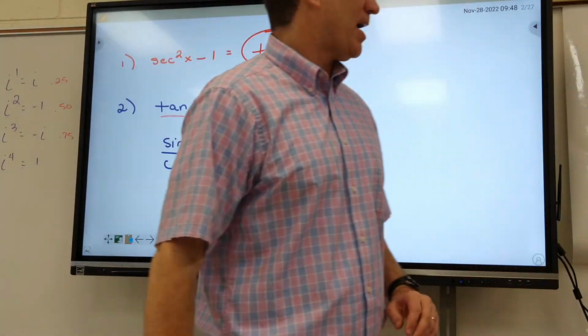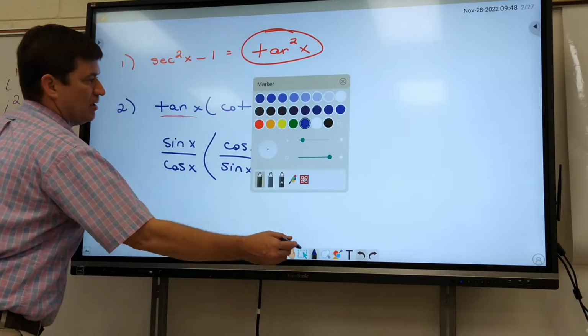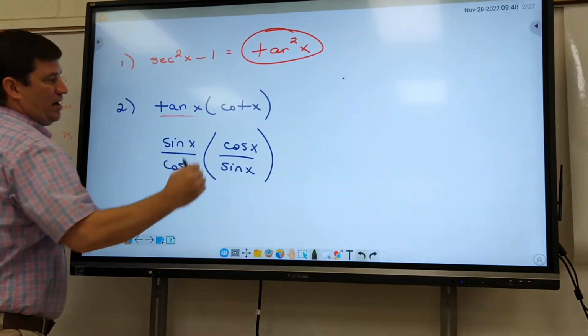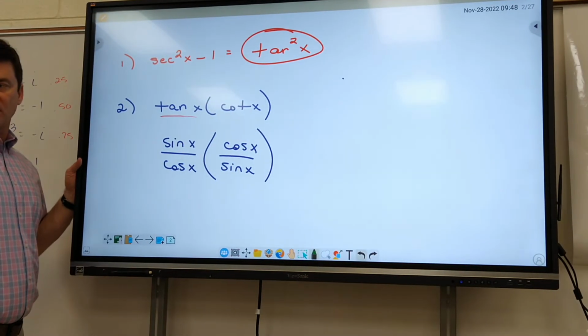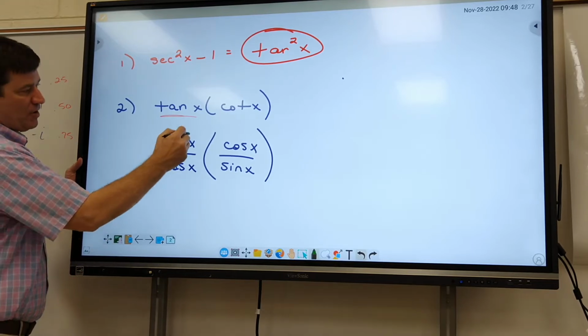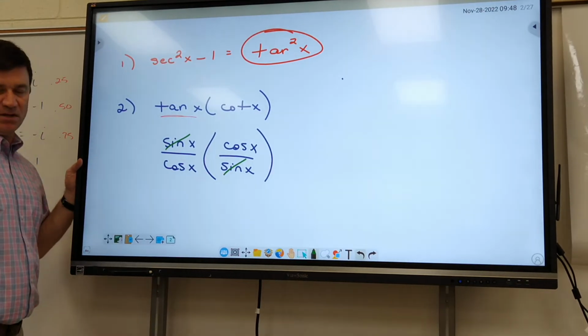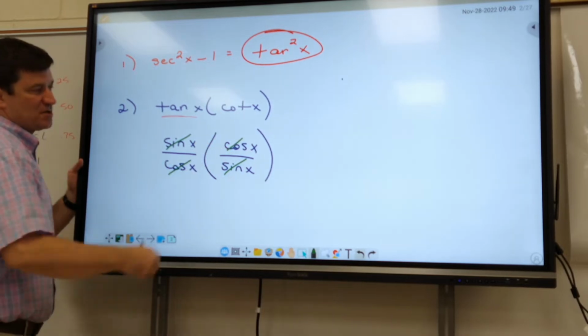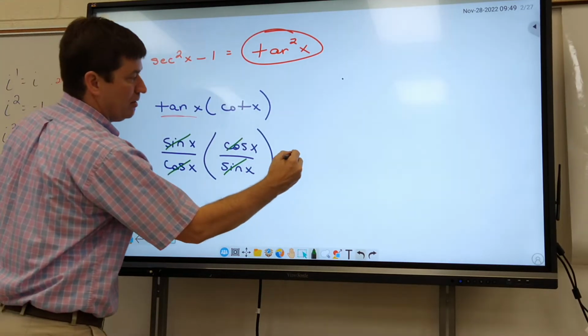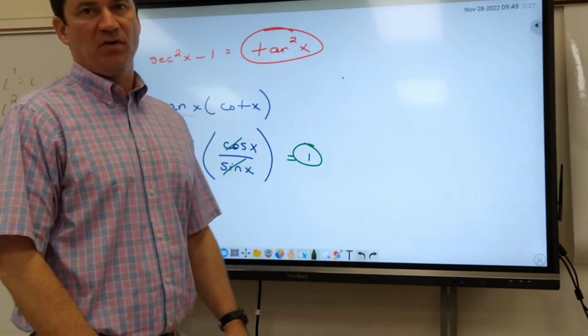The answer is going to be 1. How did he get 1 out of that? Let's look. From here, Mariana, you can cross stuff out if it's on the diagonal. I can cross this sine out with this sine. I can cross this cosine out with this cosine. Everything canceled out, so you have a 1 left over. Your answer is 1.